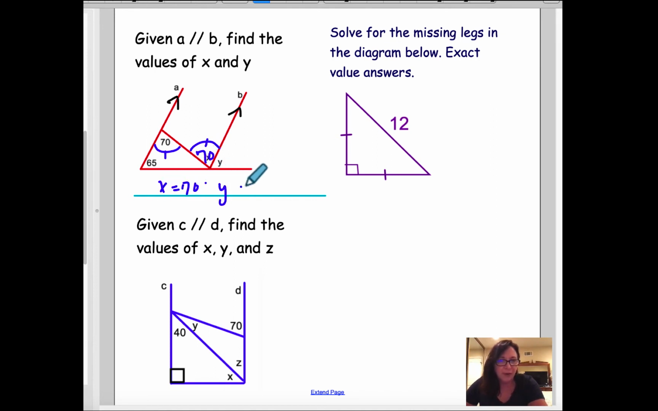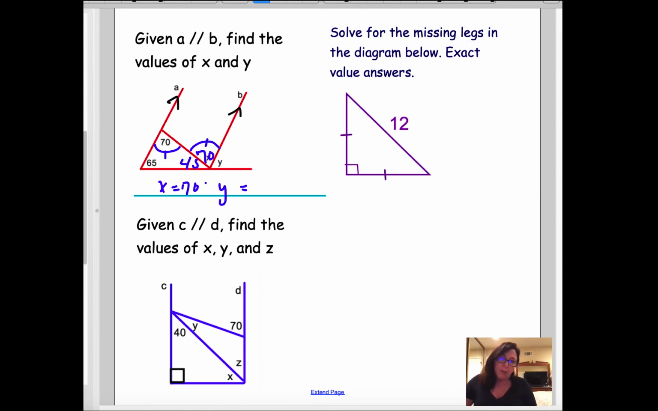But we still need to find y, and what I do know is that the sum of the angles of a triangle is 180 degrees. So if you take 180 and you subtract 70, and then you subtract 65, you should get 45 degrees, right? So this angle is 45.